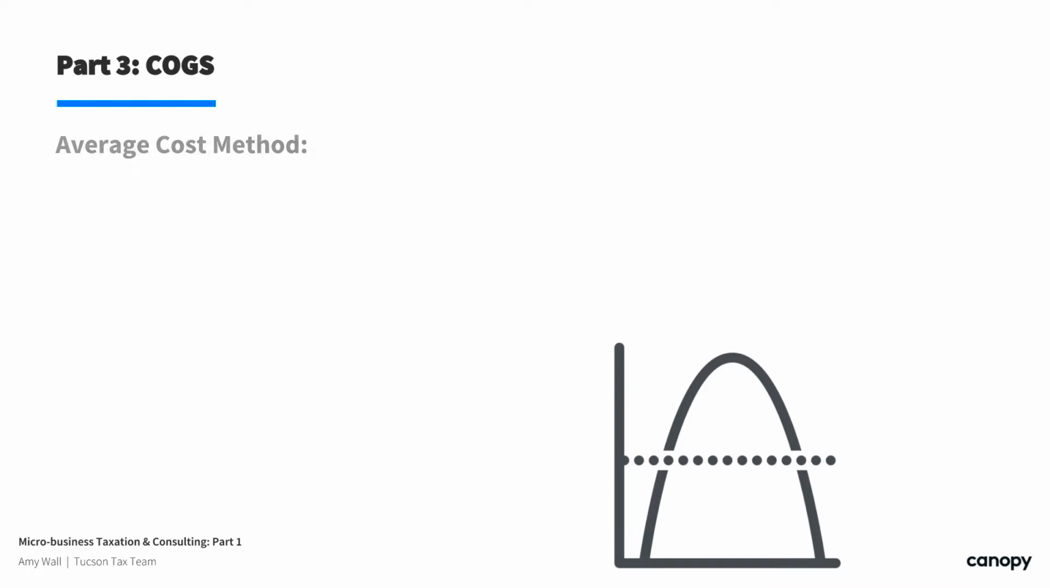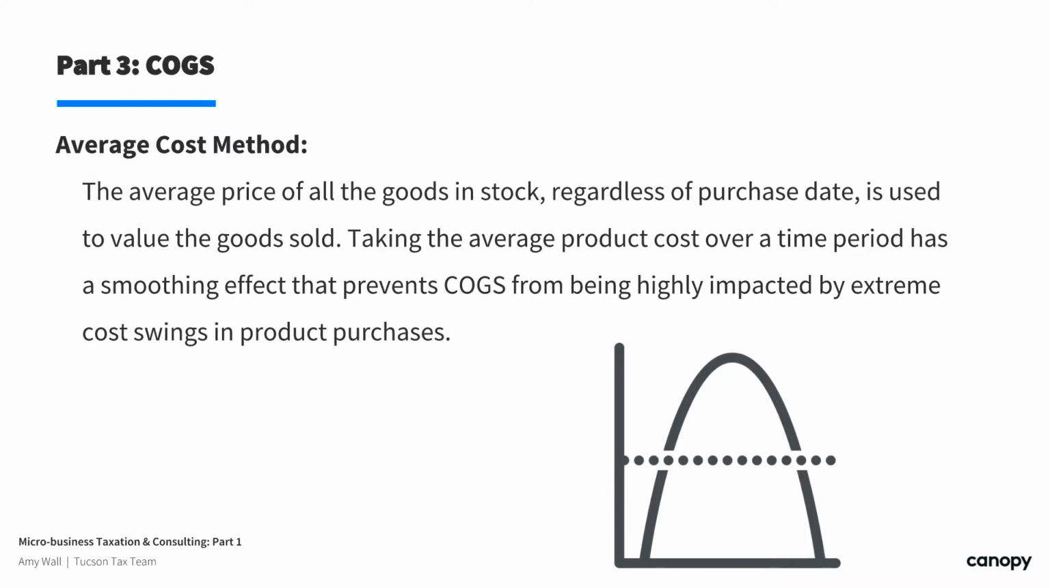This is not the IRS's favorite inventory method, but it is a legal option. The average price of all the goods in stock, regardless of the purchase date, is used to value the goods sold. What this does is that the average product cost over a time period kind of smooths out the cost of goods sold if there are going to be extreme cost swings in product purchases. So there are times when this is the right thing to do.